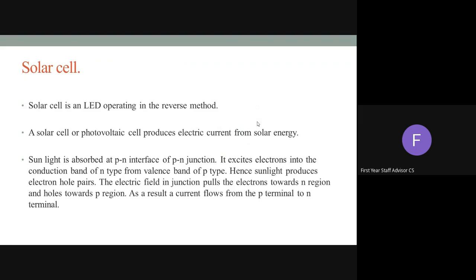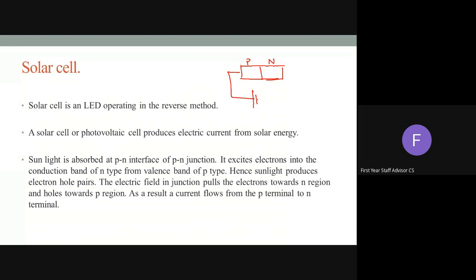Now, as a last topic, we are discussing the solar cell. What is a solar cell? Here it says that a solar cell is an LED operating in reverse mode. So how does an LED work? We described that an LED is a forward biased PN junction. An LED is a forward biased PN junction.